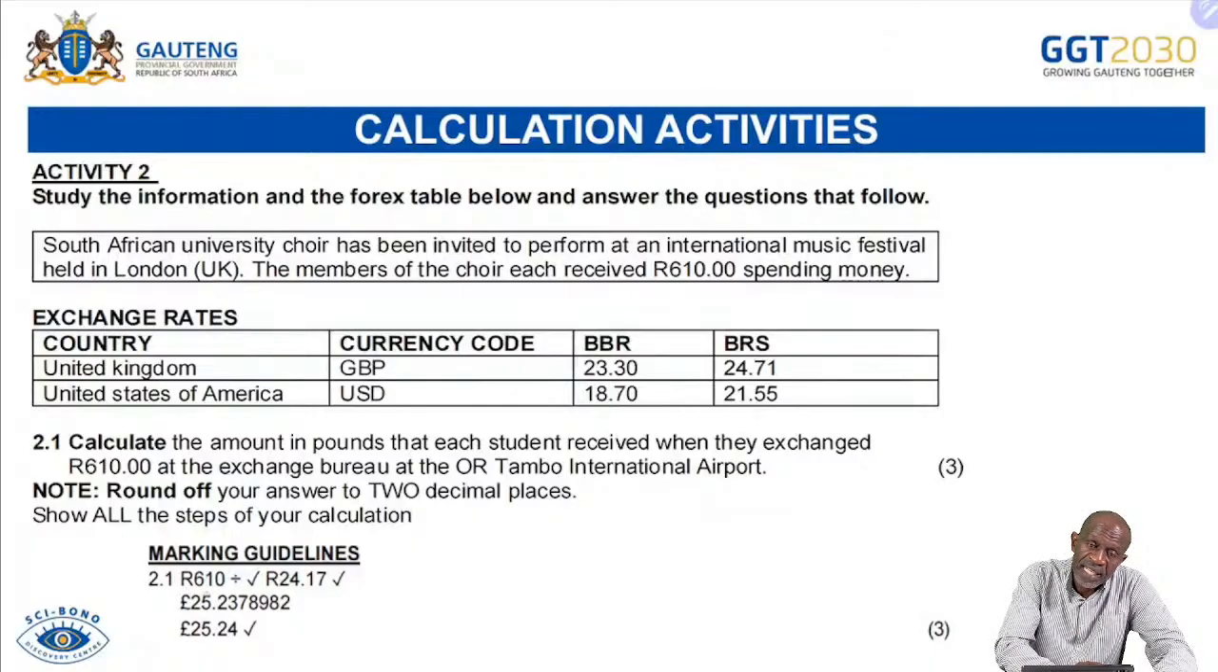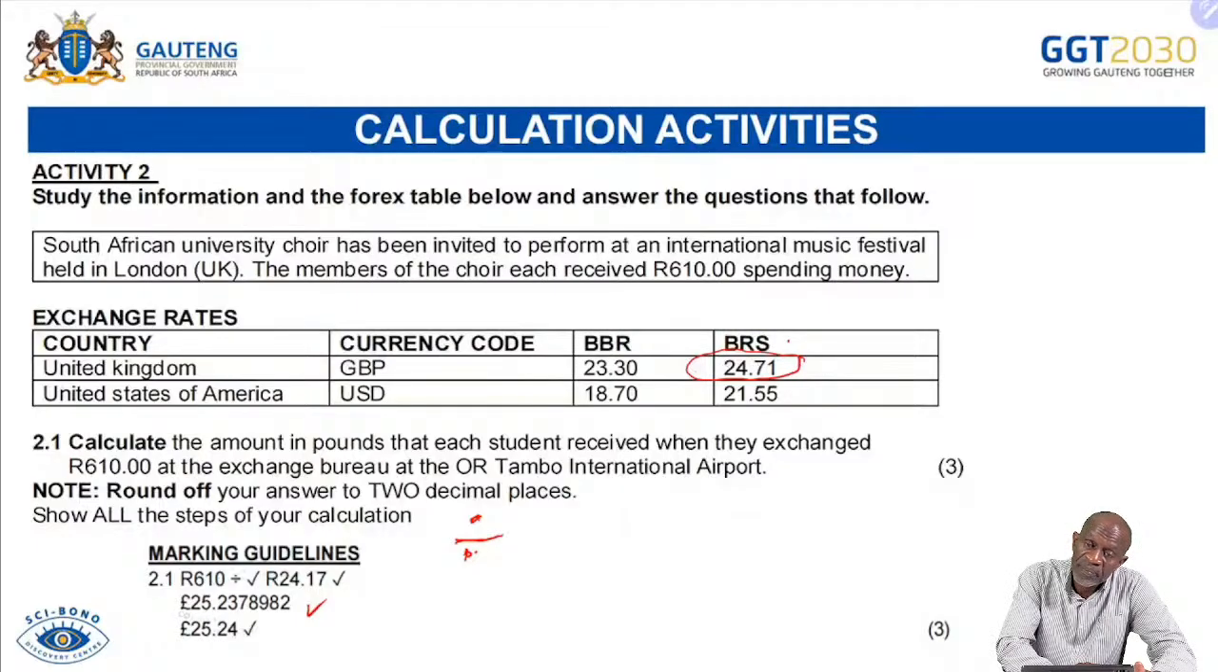Remember, when we exchange South African rand to foreign currency, we always divide. So we are going to divide the South African rand by the bank selling rate, which is 24.71. Why the bank selling rate? Because the bank is selling foreign currency to this South African. They are not buying the rand. Instead, we will buy foreign currency. So this is what they will get in pounds.